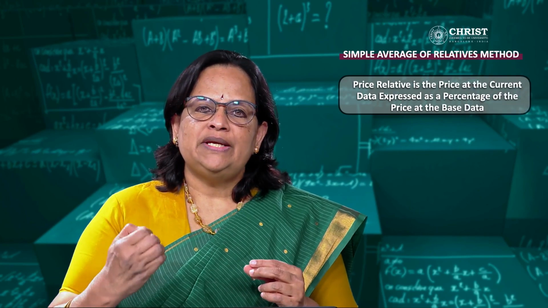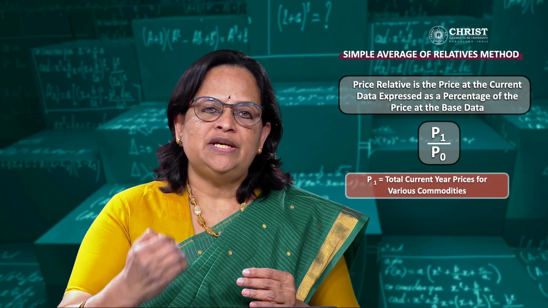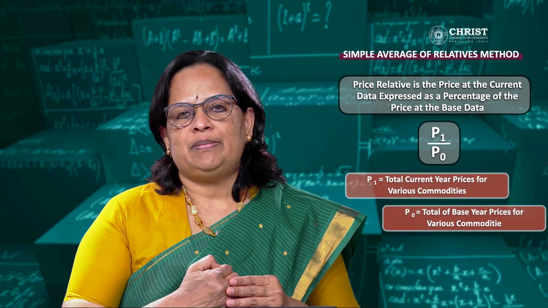Now, we know that different methods are there for computing index numbers. In this method, our computation is based on price relatives. Now, what do we mean by price relative? Price relative is the price at the current date expressed as a percentage of the price at the base date. That is P1 divided by P0. P1 is the current year price and P0 is the base year price.